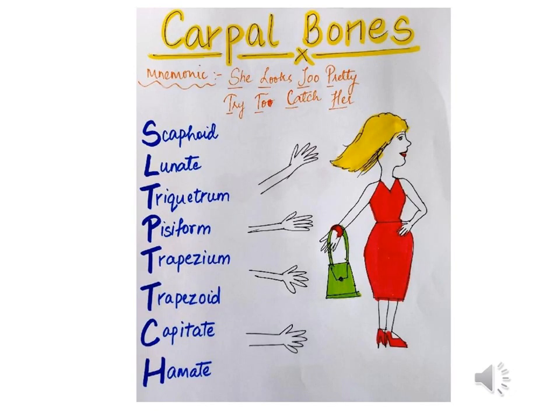We have mnemonics to remember the carpal bones. "She looks too pretty, try to catch hair." "She looks too pretty" is for the first row: S for scaphoid, L for lunate, T for triquetrum, and P for pisiform. The second row, "try to catch hair": T for trapezium and T for trapezoid, C for capitate, and H for hamate.